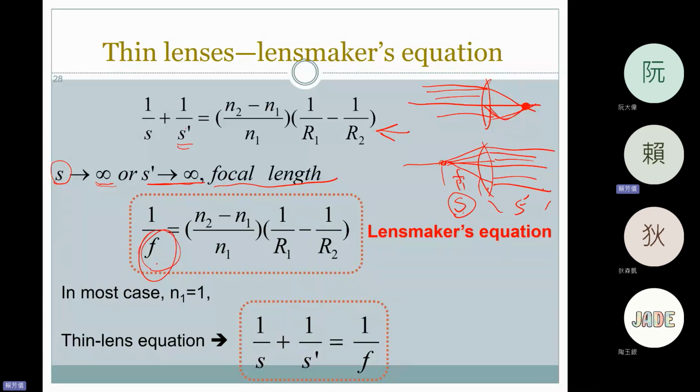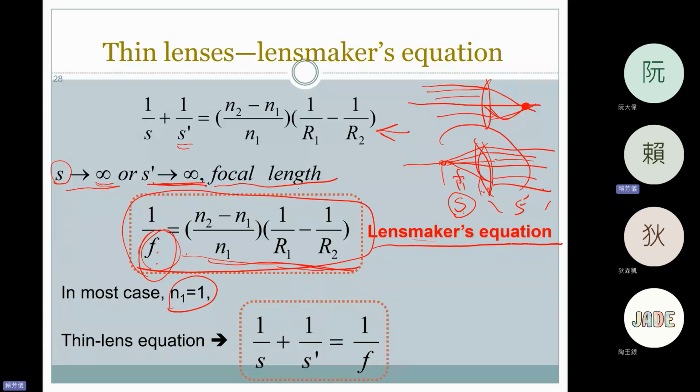So using this one or this one, we can get the relationship of this equation: 1 divided by F will equal to this equation. We call this the Lensmaker equation, because the lensmaker just uses this equation and he can design his lens.